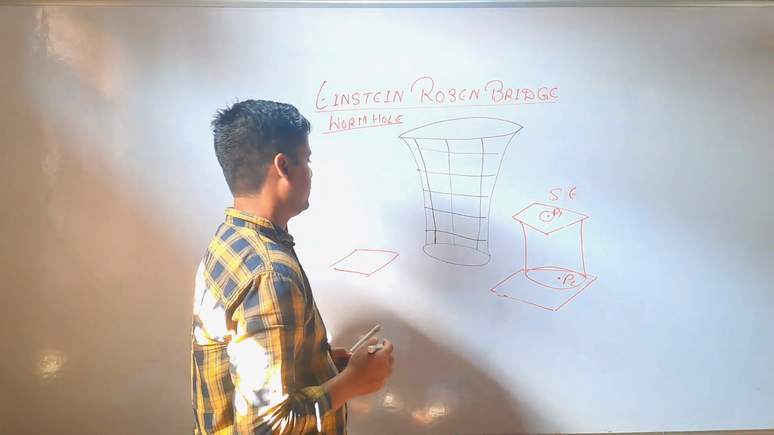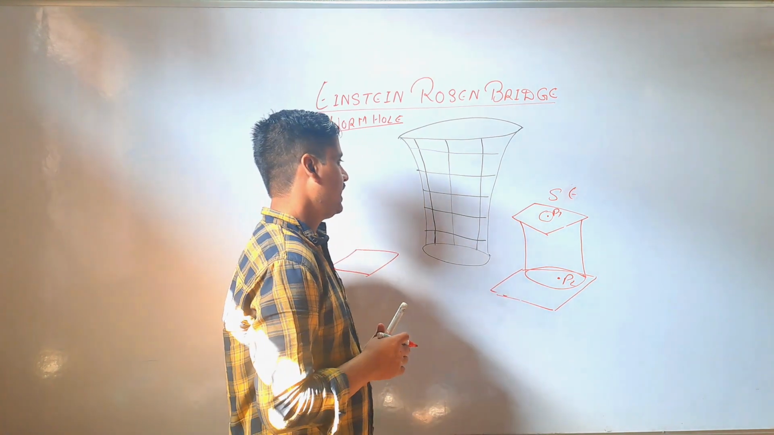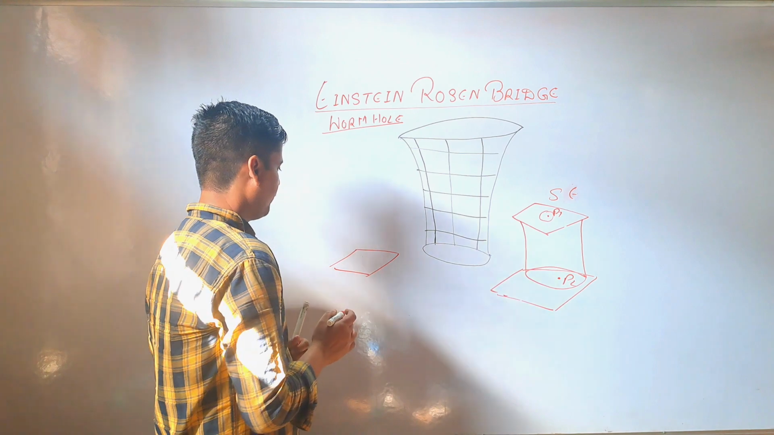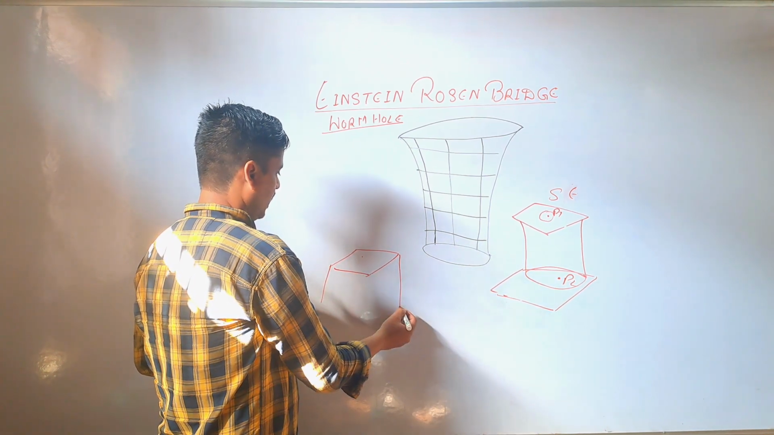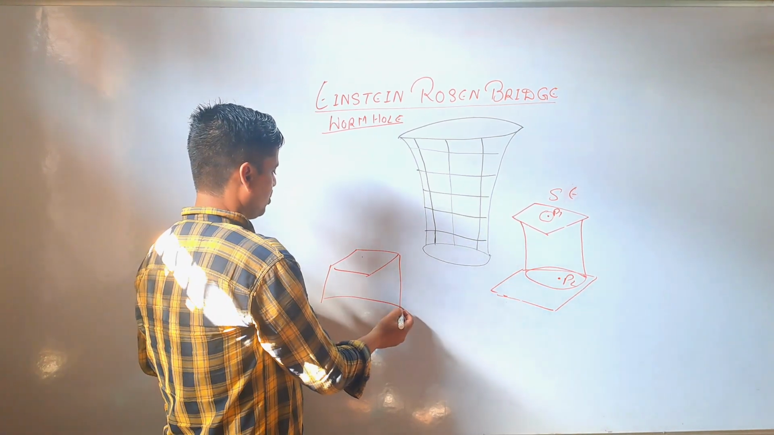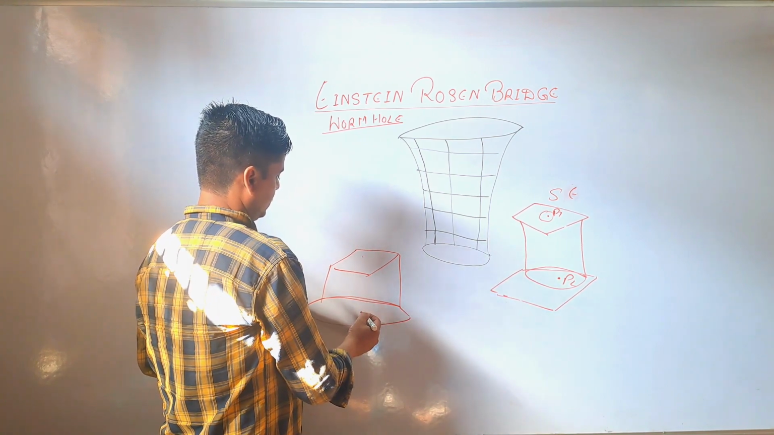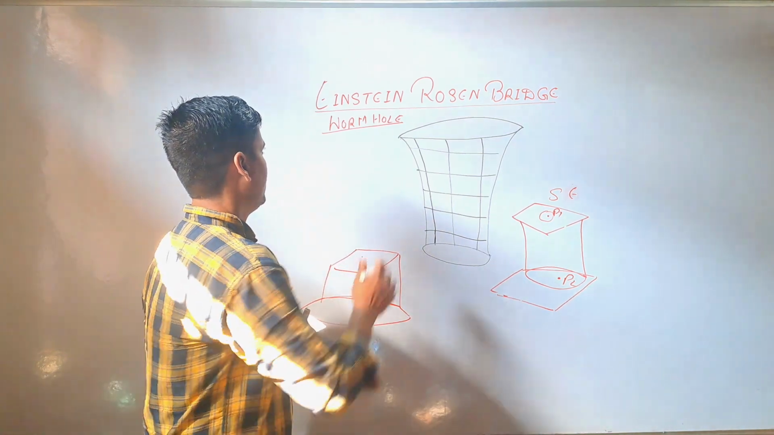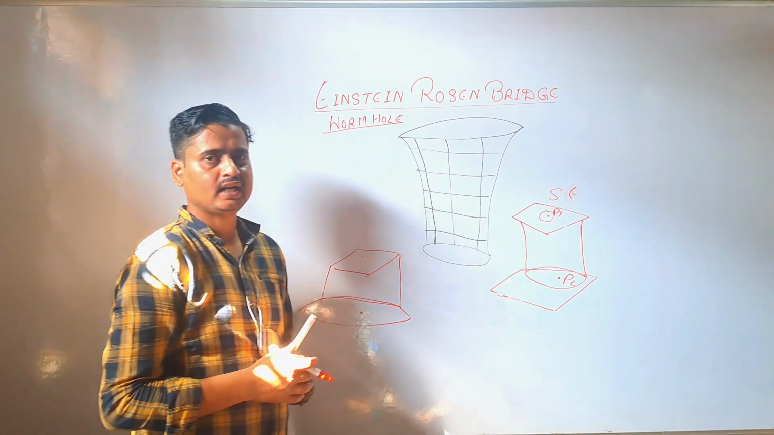Now Einstein theorized that if mass is sufficiently heavy or extremely heavy, then it will tear apart that space-time fabric and it will create a tunnel connecting between two distant points, and this tunnel is called, this space-time tunnel is called Einstein Rosen Bridge. But this is merely a hypothetical theory.